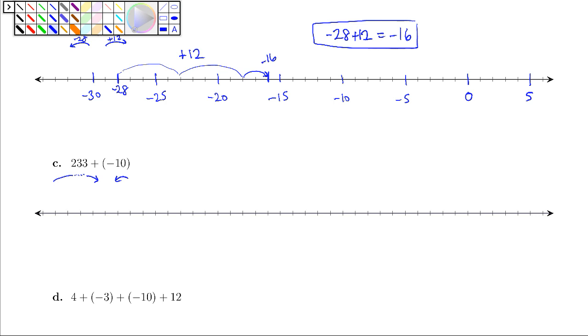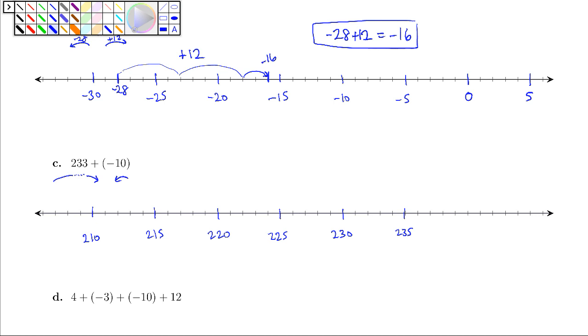So I'm just going to do 230, 235, and 225, 220, 215. Okay, so this is a little snippet of the number line around 233. And it gives me enough to move 10 paces to the left of 233.